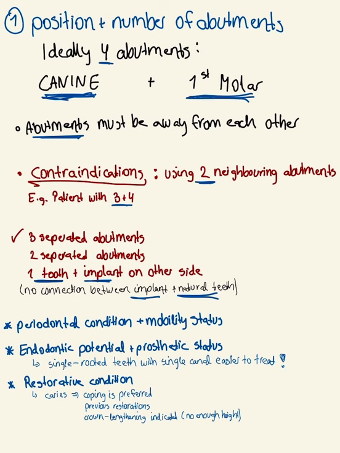The second factor is the periodontal condition and mobility status. This is the third point to talk about in the abutment selection.